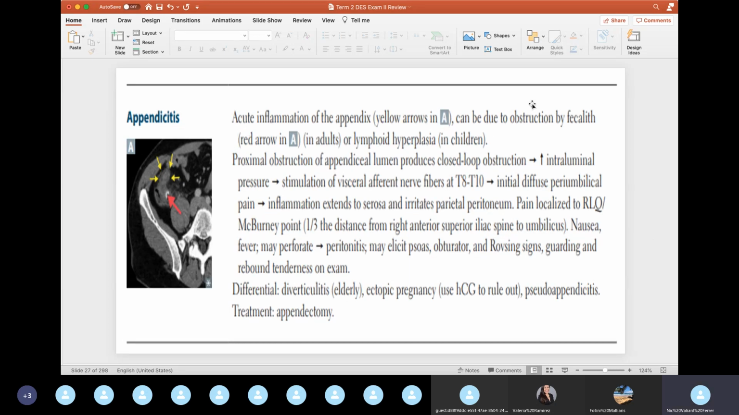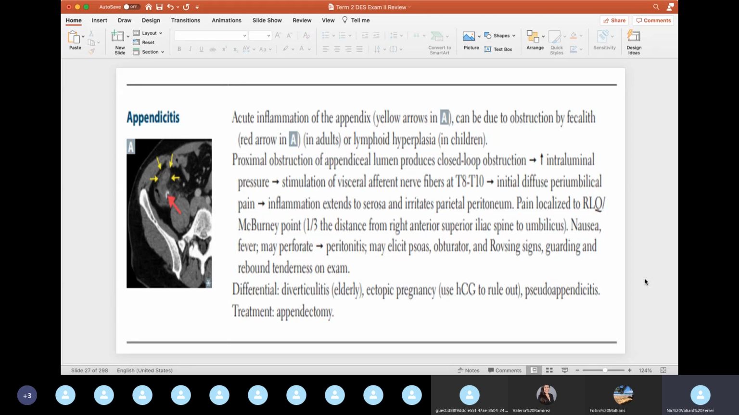Appendicitis is acute inflammation of the appendix due to obstruction. If it's an adult, this is due to a fecalith, or in children, most commonly, this is due to lymphoid hyperplasia. This is proximal obstruction of your lumen.